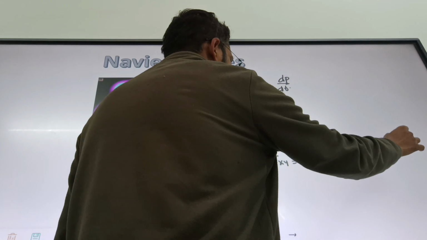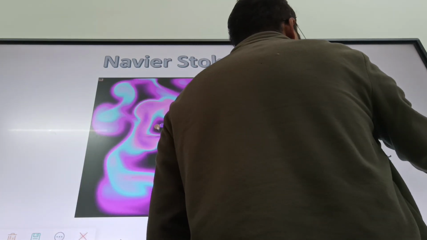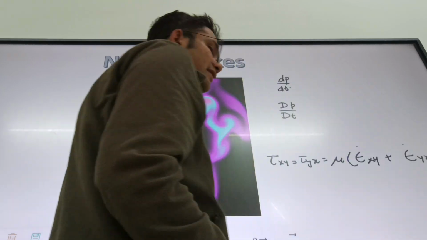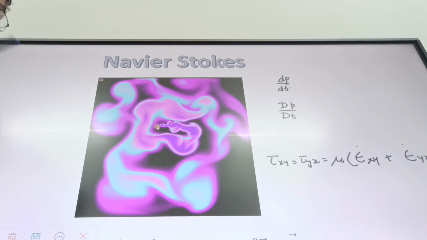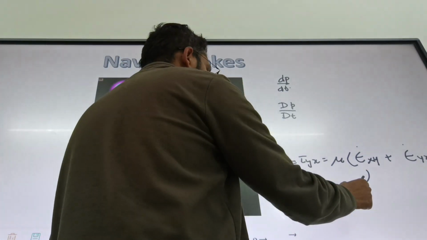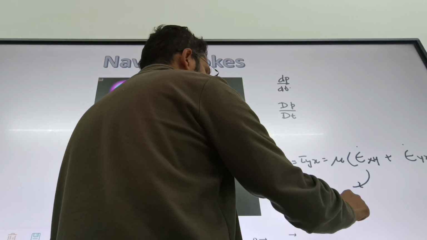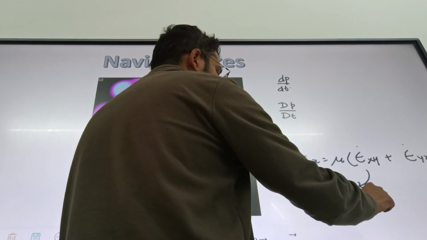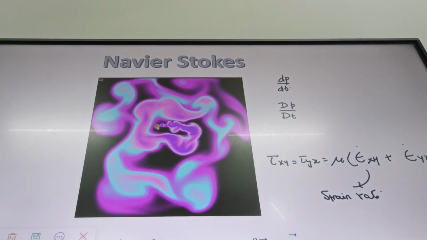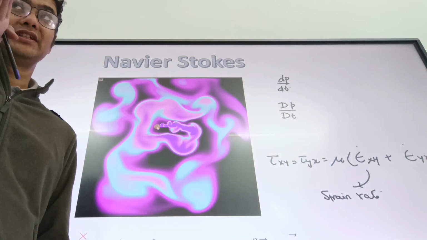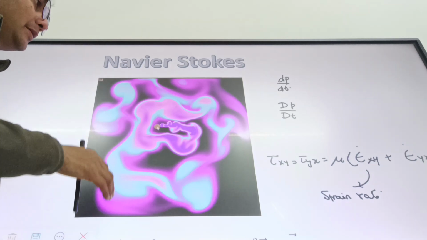xy plus yx. This we have derived previously. This quantity is the strain rate. That means whenever a liquid is flowing, the difference between liquid flow and a solid is that there is no shearing force. That's why it flows. There is no resistance to a shear force, so that means there is no strain.